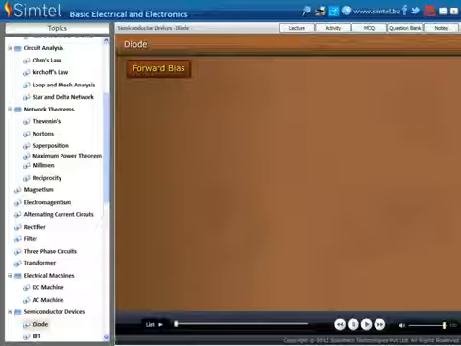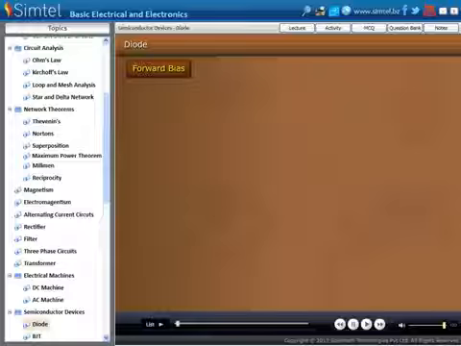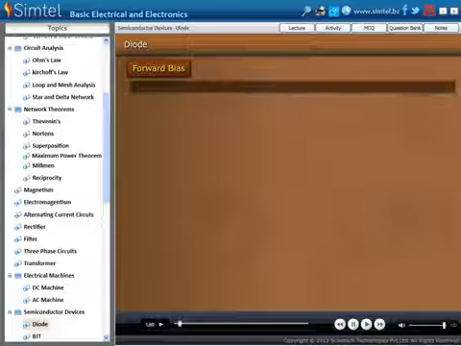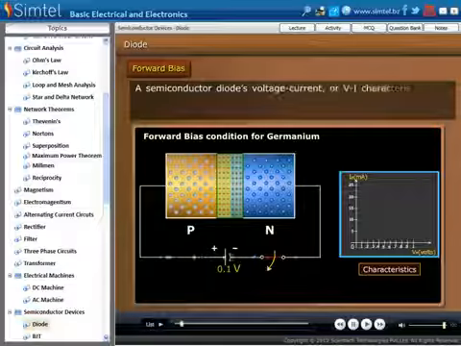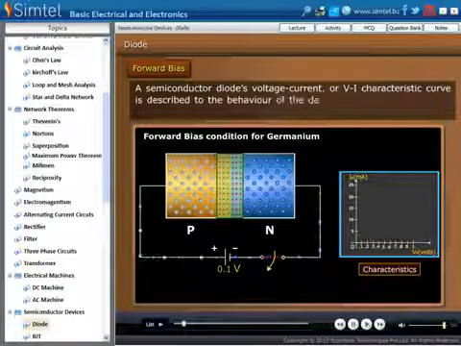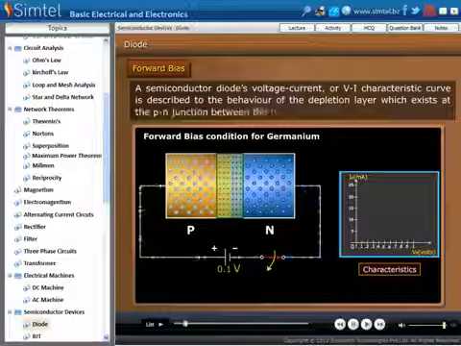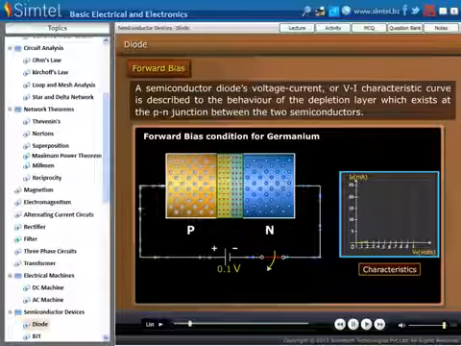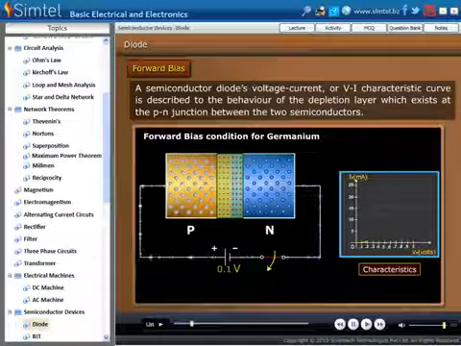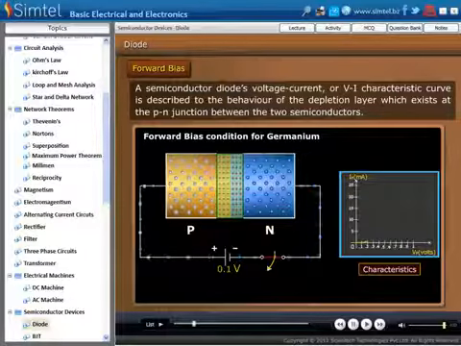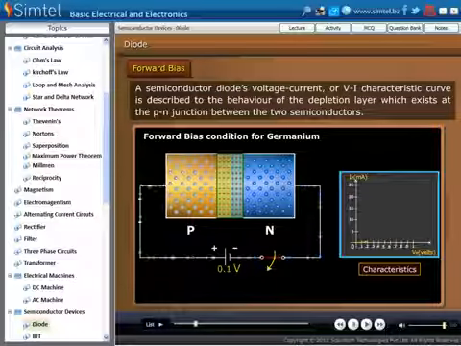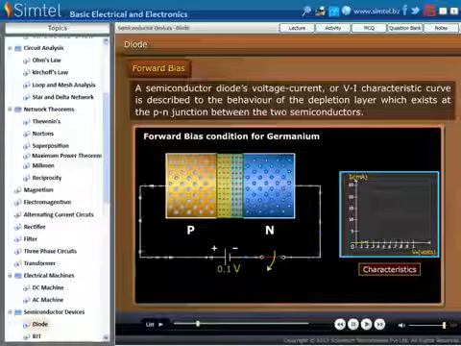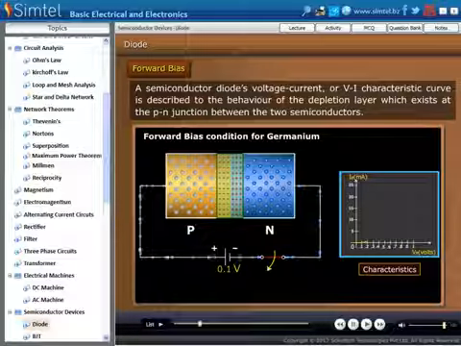Next we discuss characteristics of p-n junction diode. A semiconductor diode's voltage-current, or VI characteristic curve, is related to the behavior of the depletion layer, which exists at the p-n junction between two semiconductors. First, we explain the forward bias characteristics.